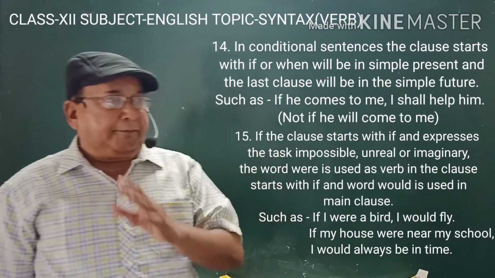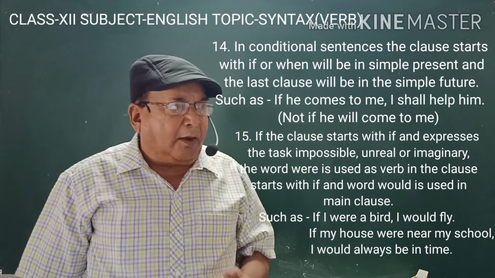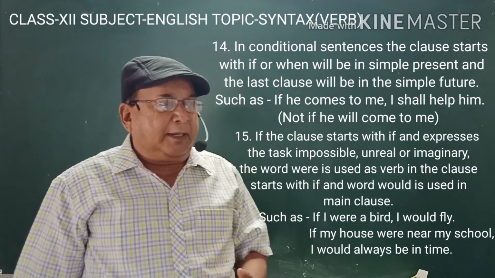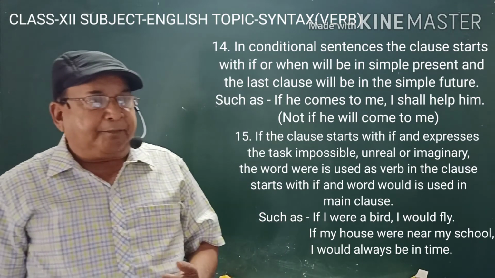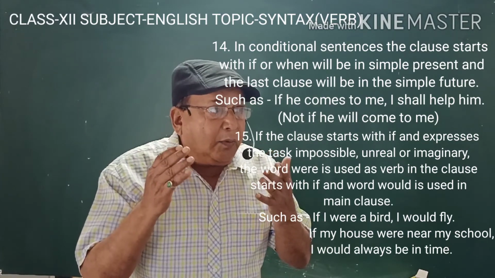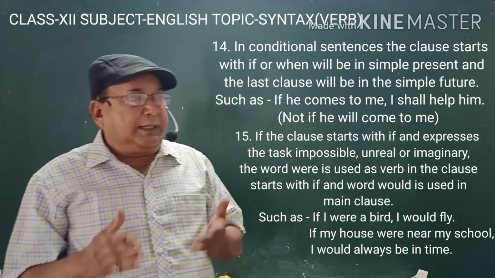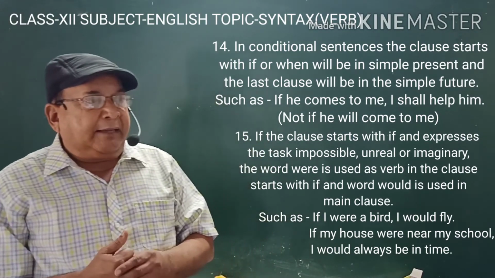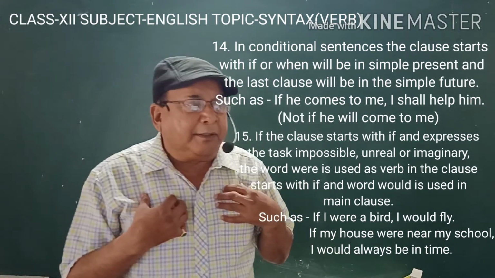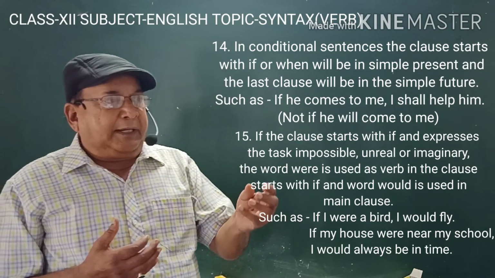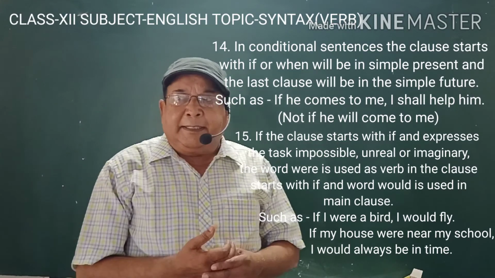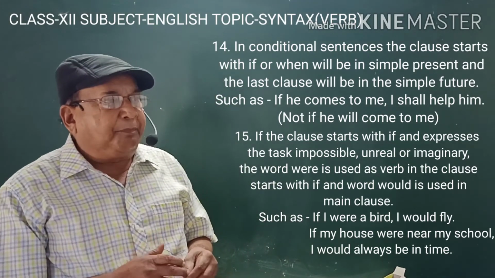Another point, if the clause starts with if and expresses something impossible, unreal, and imaginary, the word were is used as the verb in the clause, and would is used in the main clause. If I were a bird, I would fly. This is an imaginary concept because we cannot be a bird. Another example, if my house were near my school, I would also be in the same. It is also a hypothetical sentence. In this case, this is not possible.